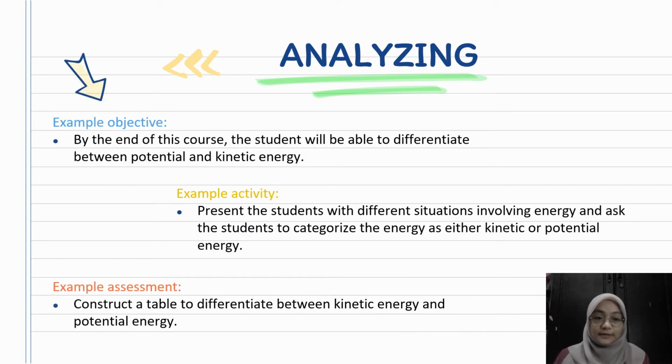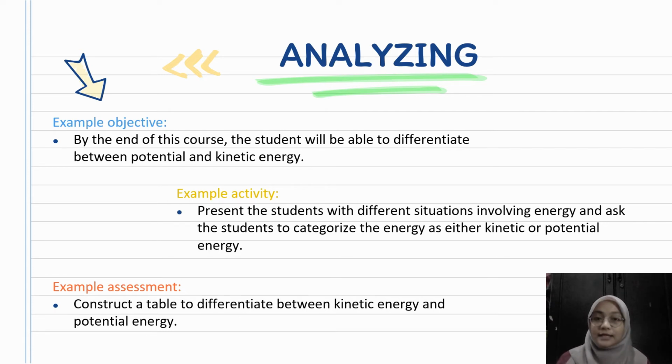The example objective of analyzing for the physics subtopic is, by the end of this course, the student will be able to differentiate between potential and kinetic energy. In the physics subtopic, we not only learn about the kinetic energy, but also another energy such as potential energy and mechanical energy. So the student should understand well about each of these energy so that they can differentiate them and know how they are related to each other.